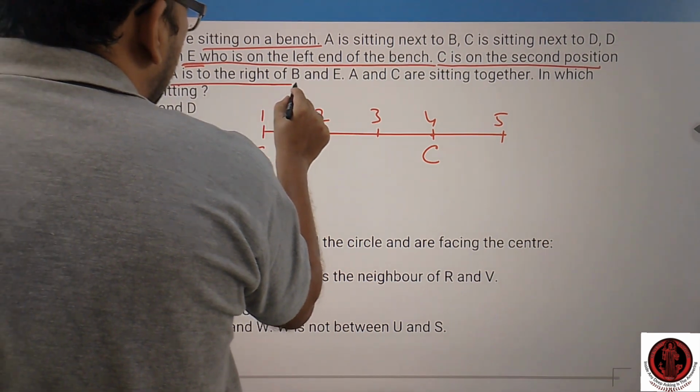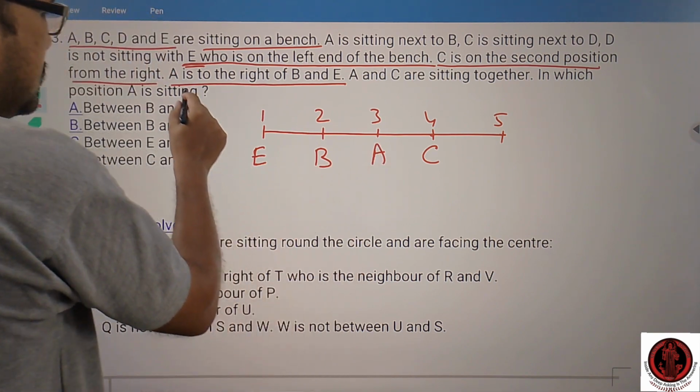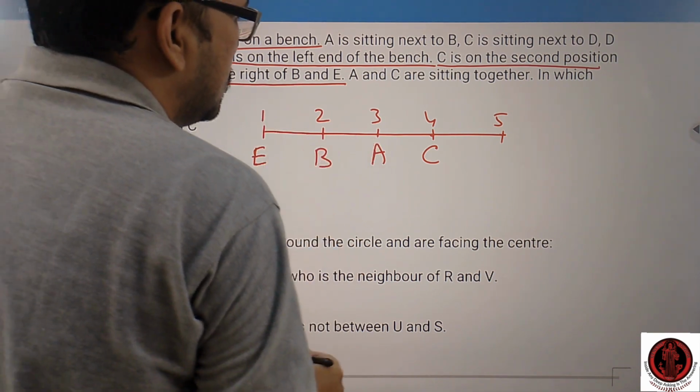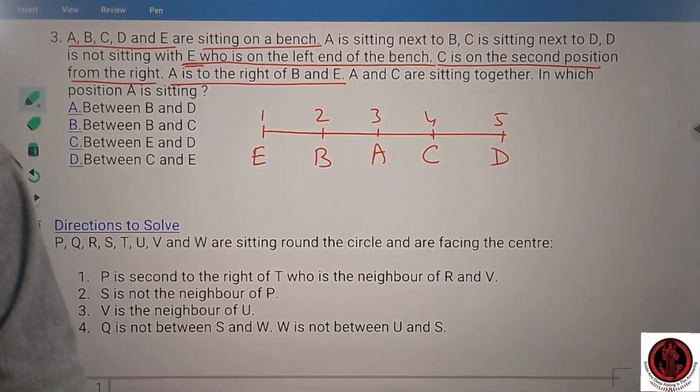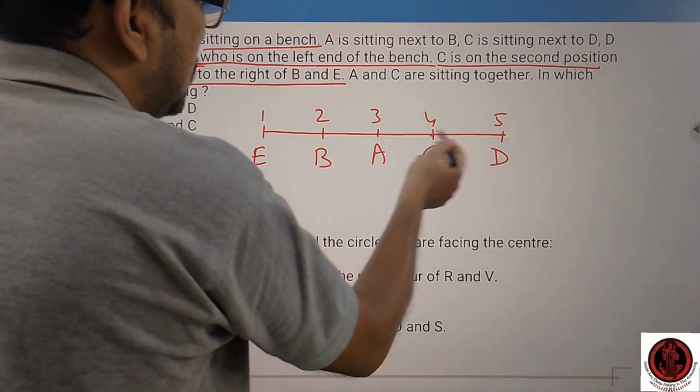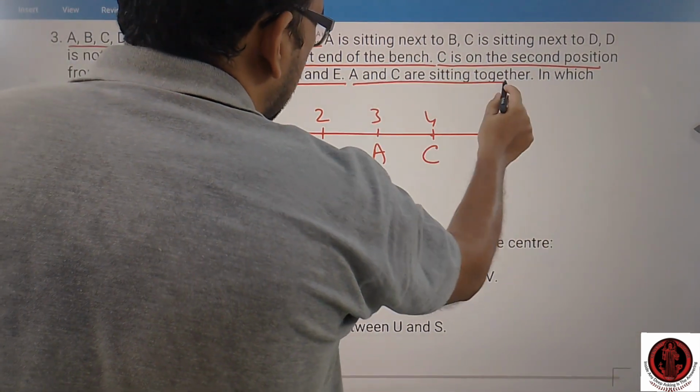Now A is to the right of B and E. Now this is E. So this is B. Now A is to the right of B and E. Now only one is there. A, B, C, D is left. So this is D. So this is the arrangement. A, C sitting together, all are correct.